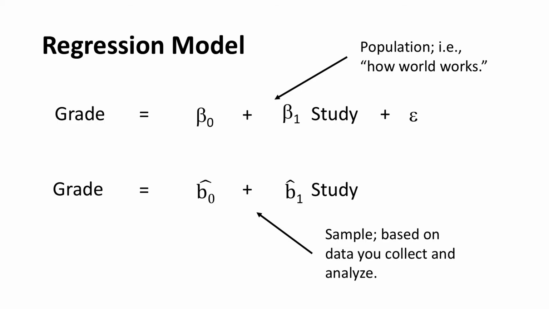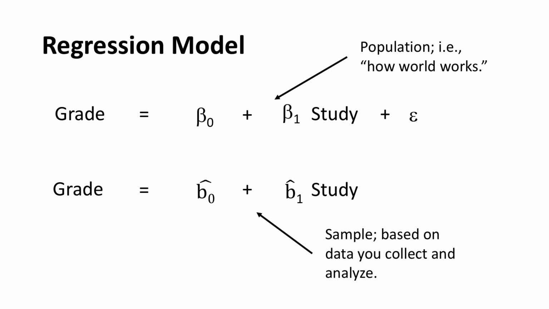Let's look at a specific application where I want to know the effect that studying has on a student's grade. So I believe that the way the world works is that if a student studies more, they get a higher grade. So my population regression model is grade equals beta subscript 0 plus beta subscript 1 times the amount of time you study plus epsilon. Epsilon is the error term, which recognizes there are lots of other things that might influence your grade other than how much you study. And beta 1 is a population parameter that tells us what will happen to our grade if we study an additional hour. And again, unfortunately, I don't have information on every single student that's out there, the population of all students.